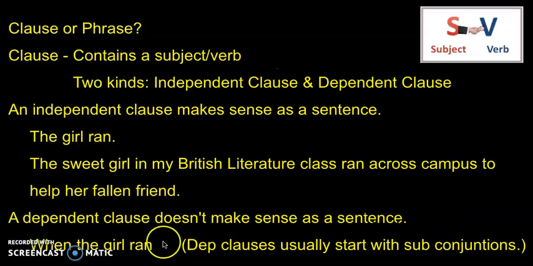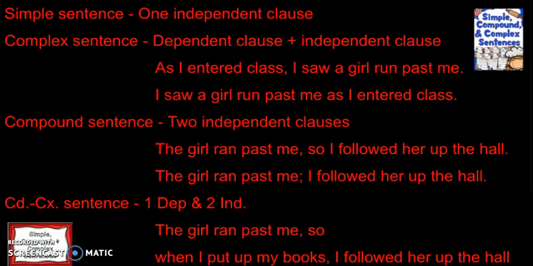So you can see the subtle difference between independent and dependent clauses, but you cannot say when the girl ran is a sentence unless you have some help. And that help can come in the form of adding an independent clause. I have put on this slide the different kinds of sentences and what they have to do with these independent and dependent clauses. The simple sentence is just one independent clause.